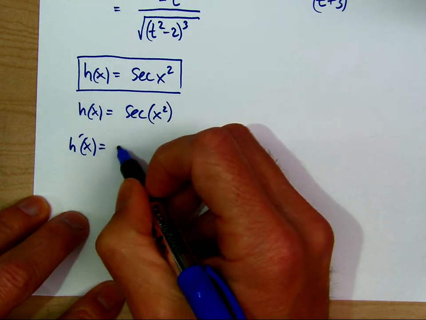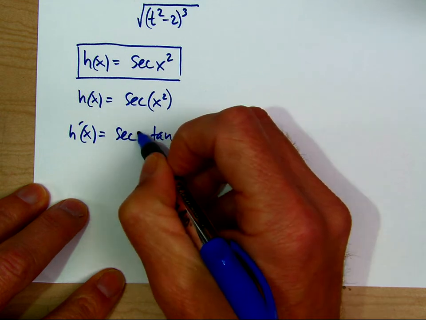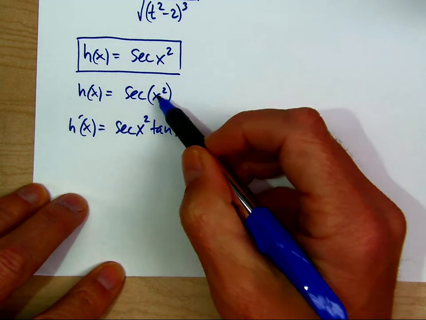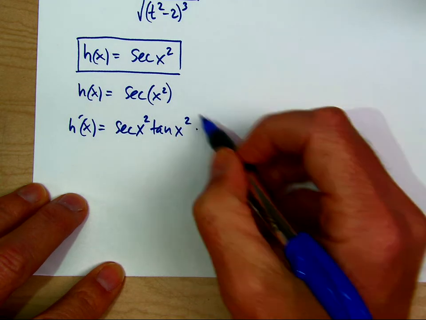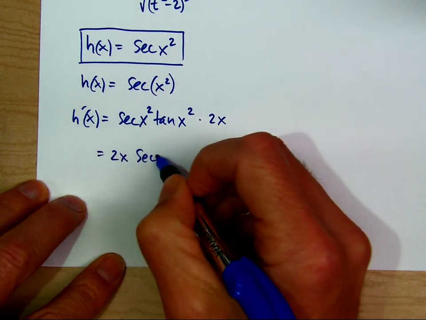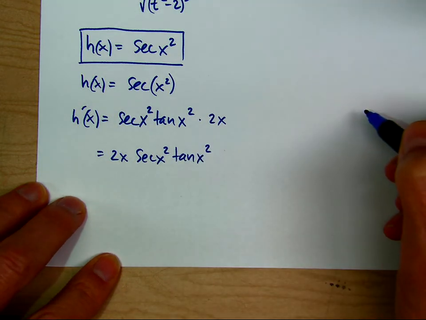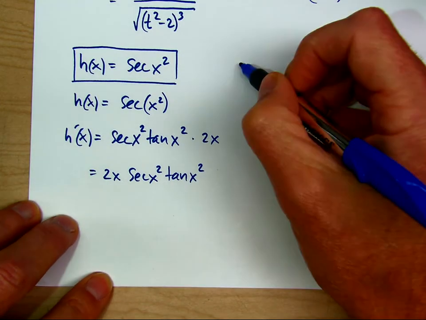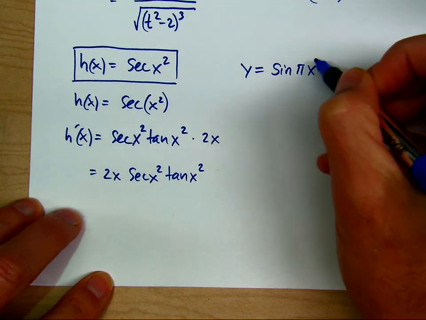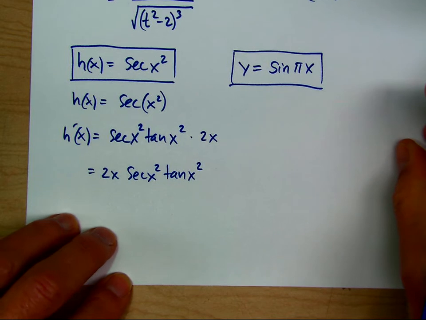The derivative of the outside, secant tangent, but we have to copy the x squared on both of them, because that's leaving the inside the same, times the derivative of the inside. All right, try that one. Pause the video.